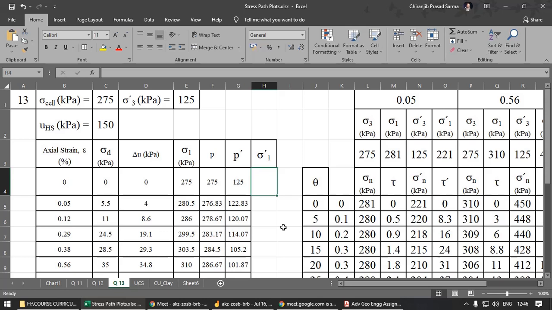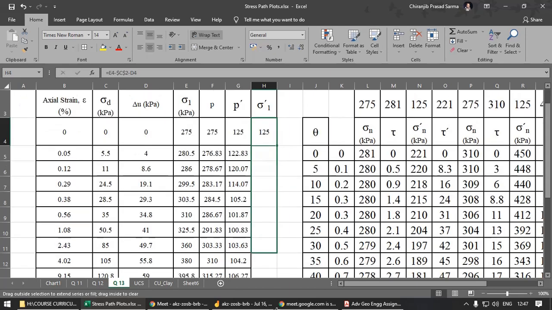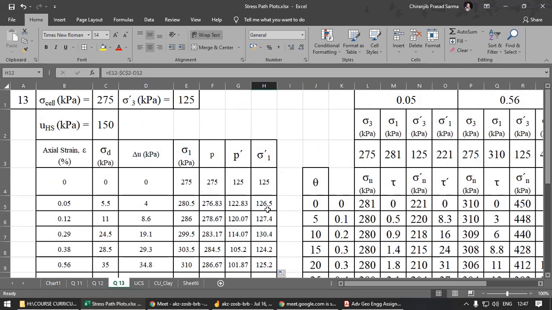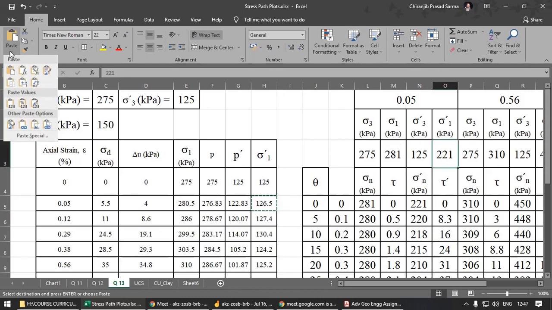Okay, so what is sigma 1 dash? It is equal to sigma 1 minus, same thing, the hydrostatic pore water pressure minus the excess pore water pressure. So hydrostatic pore water pressure will remain there, so enter. Okay, you can see it is the same as P dash at the start, but it will be slightly different from P dash as we go up. All right, so at 0.05 it is 126.5, so Control C, and we will paste values here.